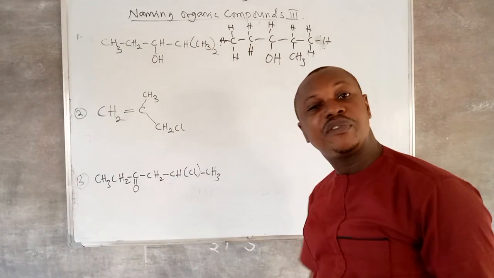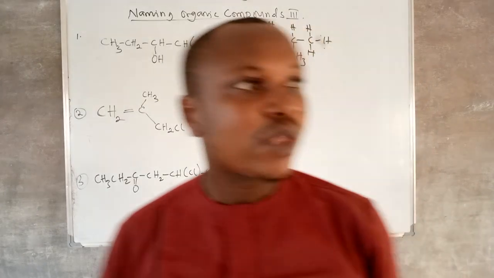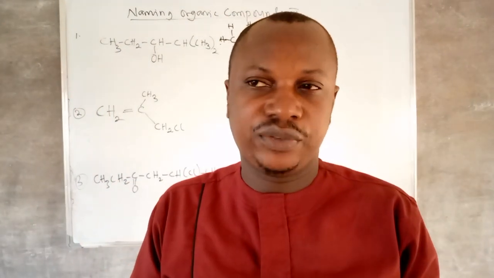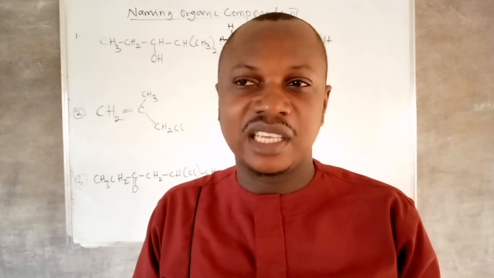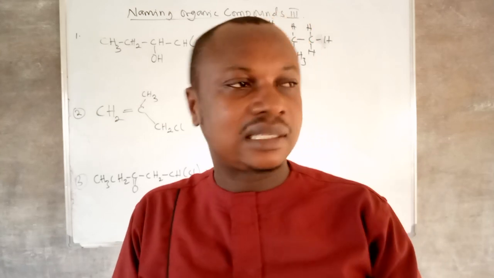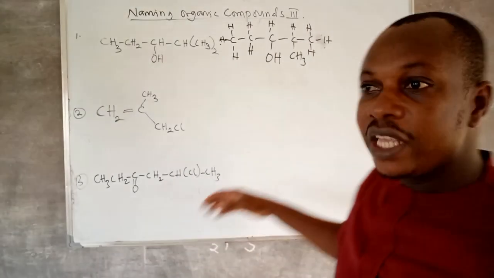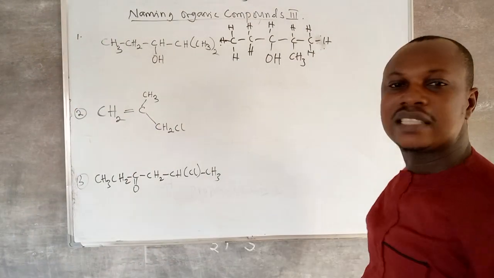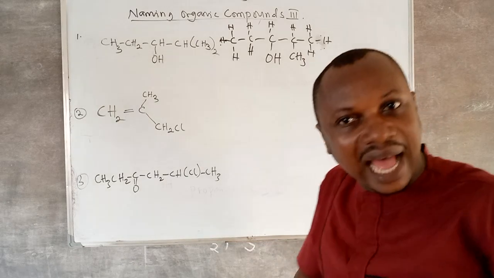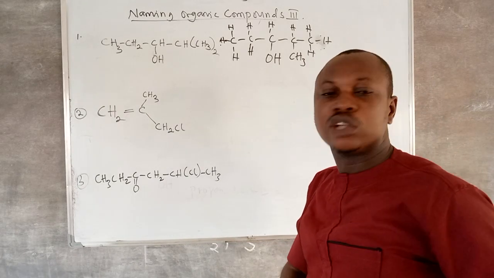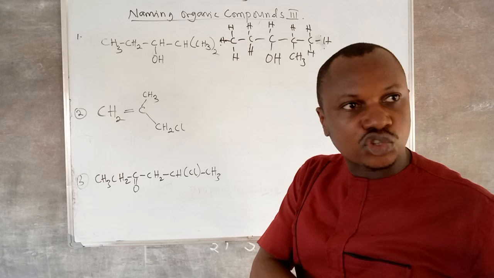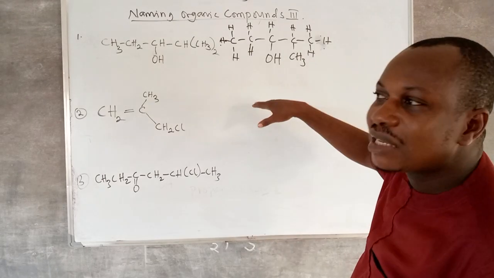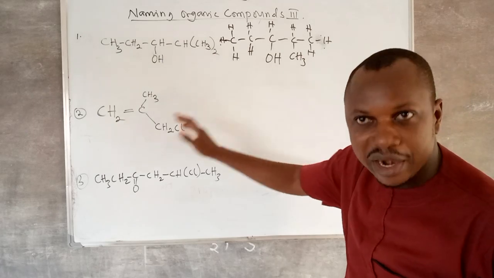Remember, I told you in the previous videos, there are some cases where OH will function as a mere branch and may not act as a functional group. But here, it is acting as a functional group. And I think I have cited one example where OH is not acting as a functional group, but as a mere substituent group.